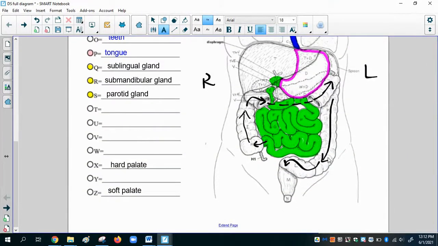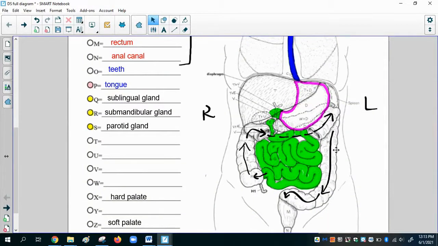We're still in the large intestine, so we've gone from the cecum to the ascending colon to the transverse colon to the descending colon to the sigmoid colon. And we've already learned about these last two parts of the large intestine. The rectum is M and the anal canal is N.